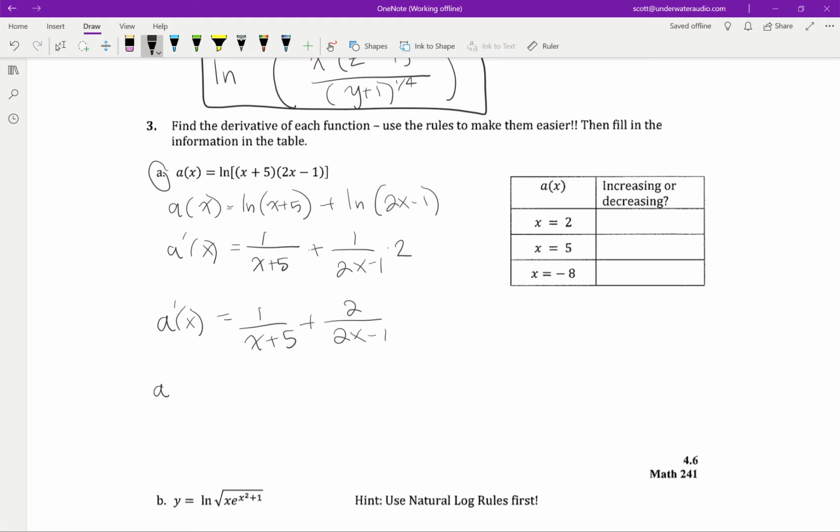So a prime of 2 would be, 2 plus 5 is 7, 1/7. And then plus 2 over 2 times 2 minus 1, so 2 over 3. So I actually feel like I don't really need to do anything else. I don't need to do any mental math. I know this is positive. So at x equals 2, it's increasing.